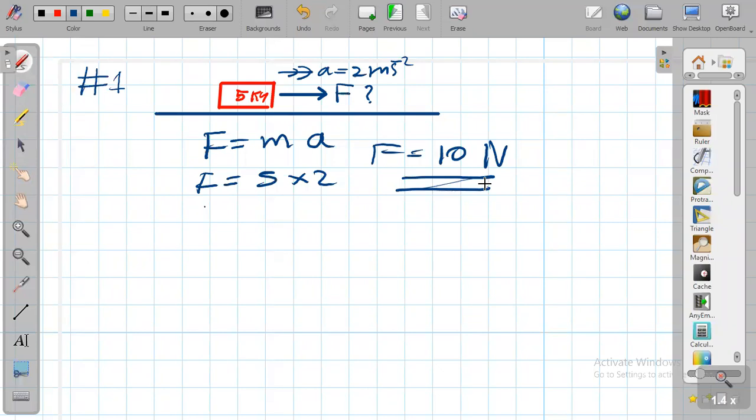Sorry, I don't remember whether it was the first law or the second law. What did you write? Newton's first law? Second law. First law. First law is known as the law of inertia.